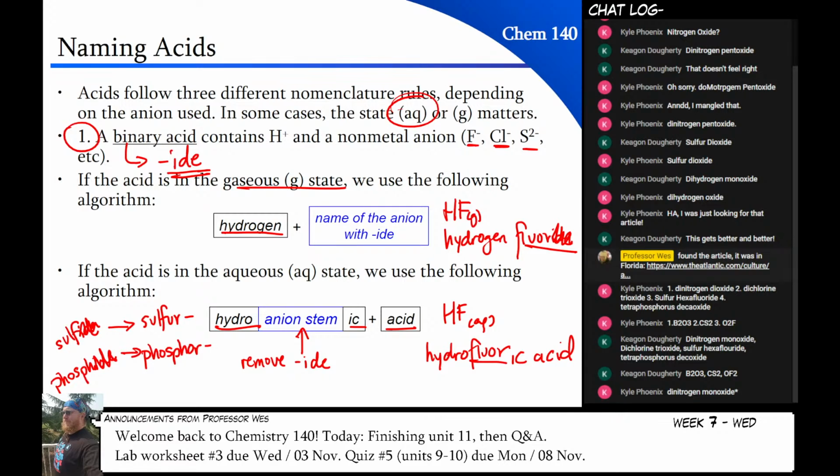So H2S, for example, as an acid in the aqueous state would be hydrosulfuric acid, as opposed to hydrosulfic acid, which I guess might be something different. I don't know. And then H3P would be hydrophosphoric acid, assuming that that exists. I've never heard of H3P. I've heard of PH3, which is a base, though.